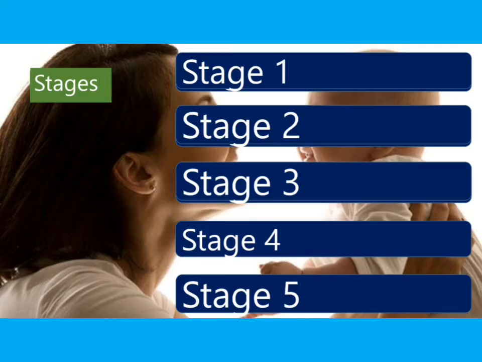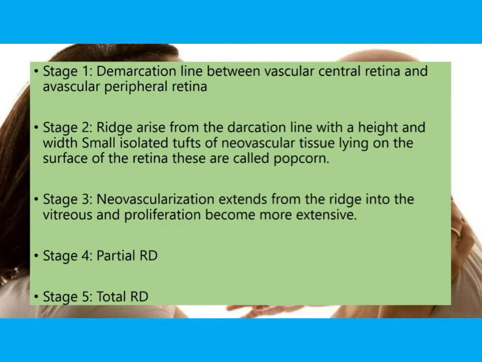Now, the stages that I was discussing: there are 5 stages of ROP. Stage 1, then stage 2, stage 3, stage 4, stage 5. We need to know how each of these stages looks, how to diagnose them, and the properties of each and every stage. First of all, in stage 1, the demarcation line will appear, which separates the vascular retina posteriorly from the avascular retina anteriorly. That is stage 1, where the demarcation line appears.